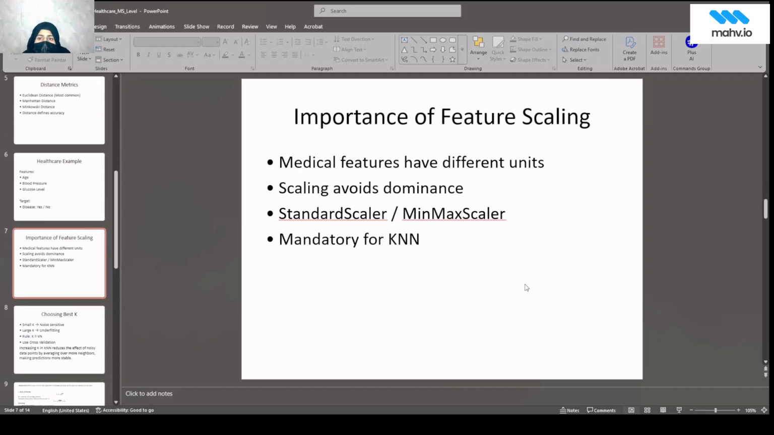Now, the importance of feature scaling: medical features have different units, so we have to scale them first. It is necessary to scale your data set in order to bring everything onto one plane. In KNN, scaling is very important. Standard scaler and min-max scaler are the techniques to do scaling. Before going to the other calculations, you have to scale your data.